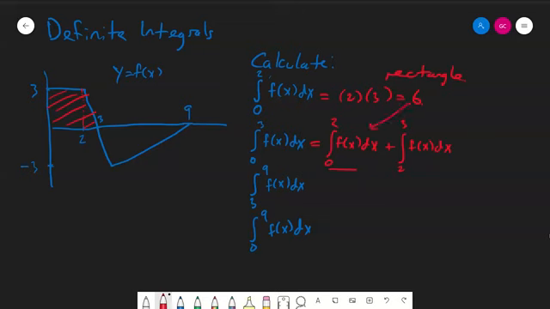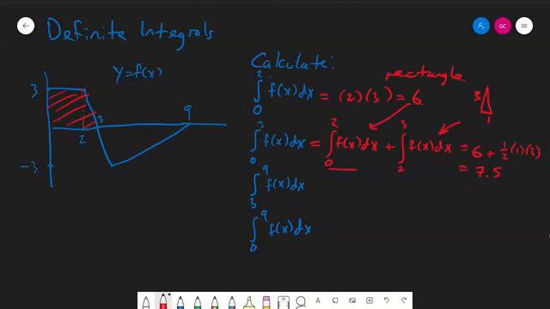And the second part, well, from 2 to 3 I have a triangle, where the base is 1 and the height is 3. So that means I have 1/2 of base times height, so 3/2 for the area of that triangle, and 3/2 plus 6 gets you 7.5.